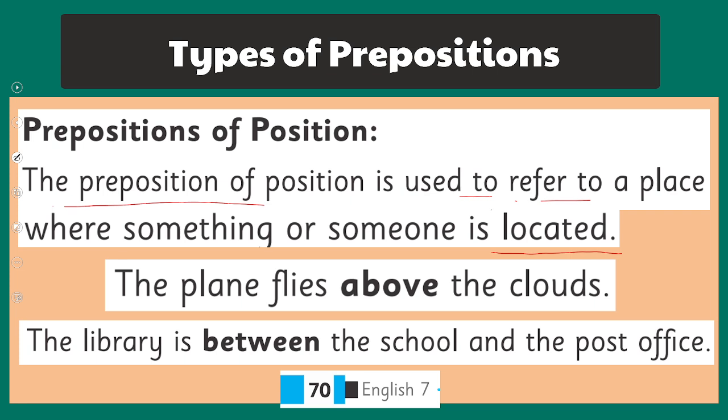And that's how we tell where the location is. For example, when I said the book is on the table, we are telling about the position of our noun, which is a book. The plane flies above the clouds. The plane flies, but where does it fly? What is the position? It is flying, or it flies, above the clouds. Not under the clouds, not in the clouds, but above the clouds. So this is telling us the position of our noun, which is plane.